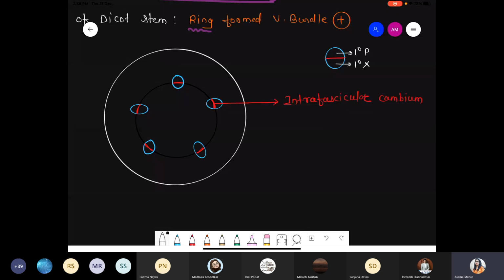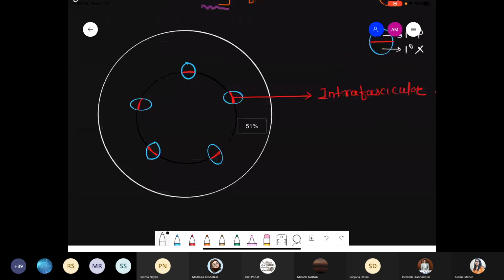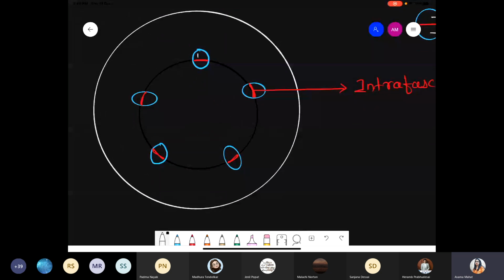So quickly we are representing this one part of primary phloem and this one part of the primary xylem. Just represent only one. If you want, you can draw outside also. No problem.